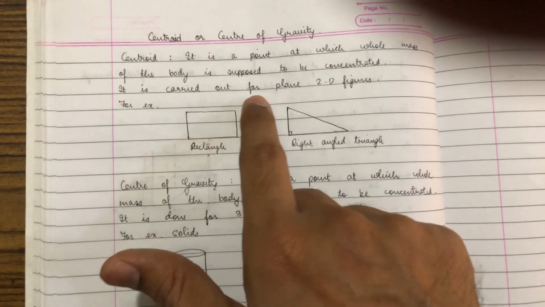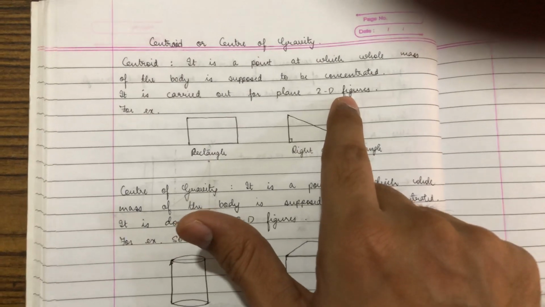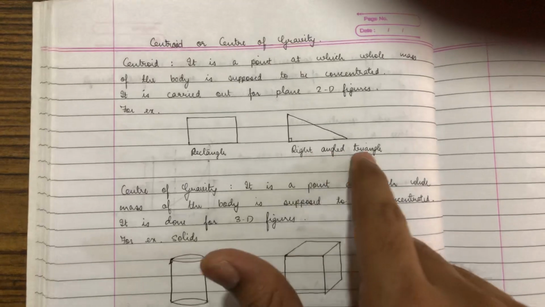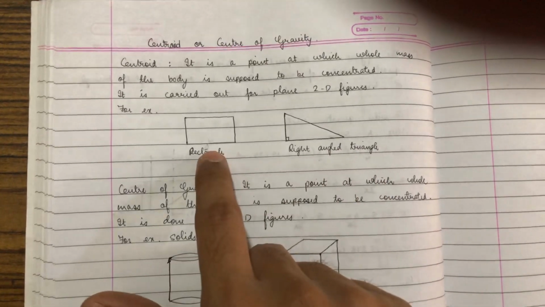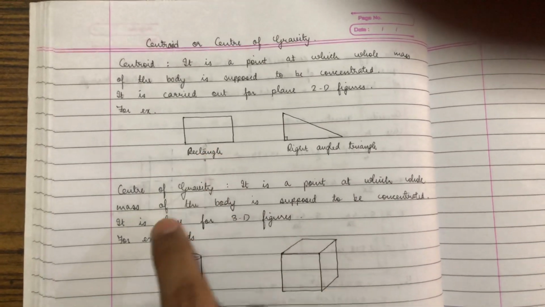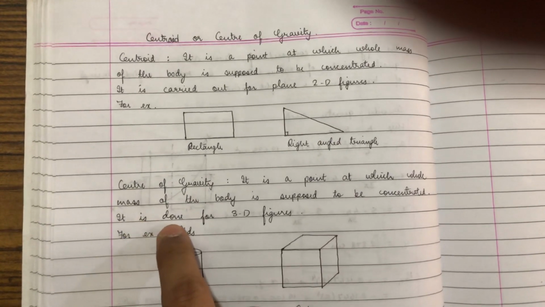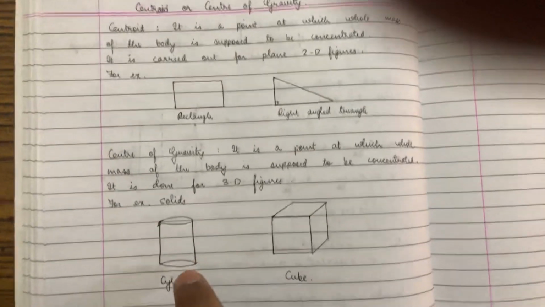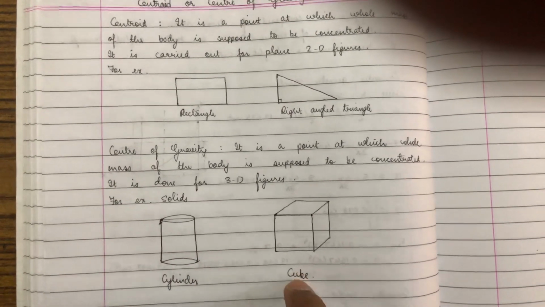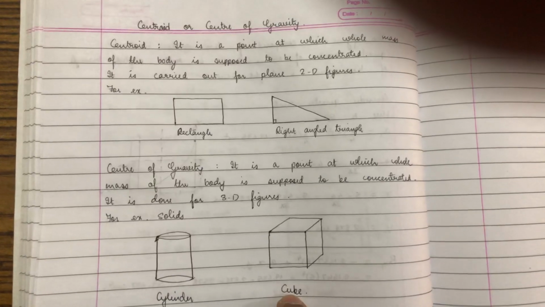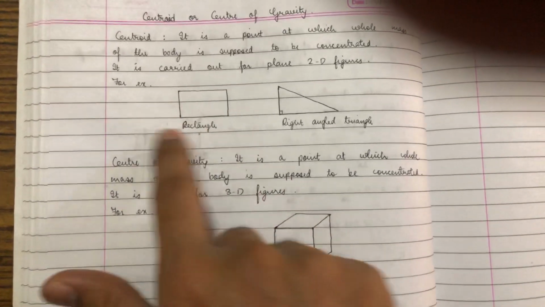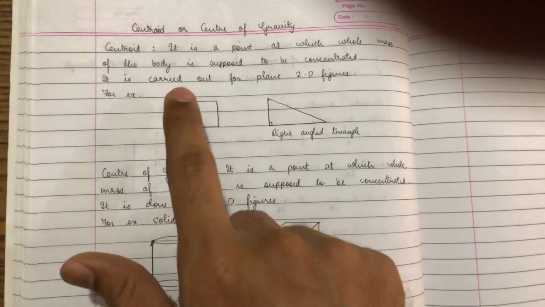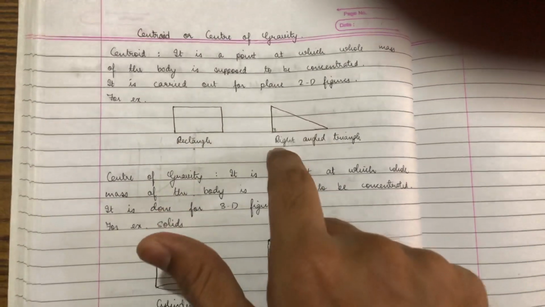Centroid is carried out for plane 2D figures, like rectangle, right angle triangle. These are 2D figures, two-dimensional figures. While center of gravity is done for 3D figures, for example, solids such as a cylinder or a cube. So center of gravity is done for solids and centroid is done for plane 2D figures. So we will be dealing with centroid for 2D figures.